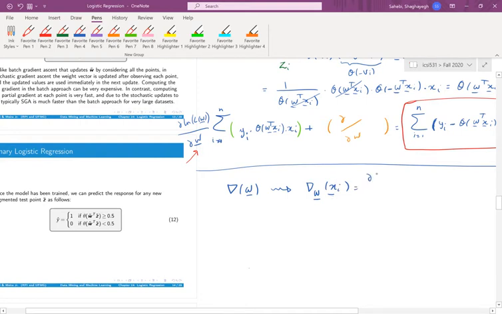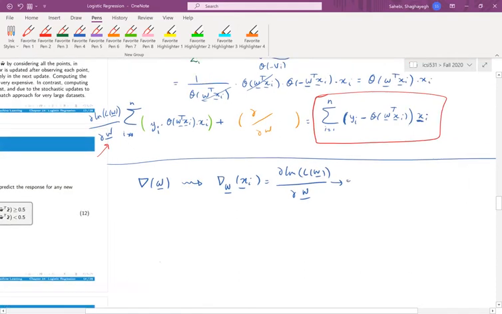Okay, so which is basically ln of L of W, the same thing, but only evaluated on one data point xi. So basically, this means that instead of going over this summation, we are just going to calculate yi minus theta W transpose xi multiplied by xi. So no summation there.